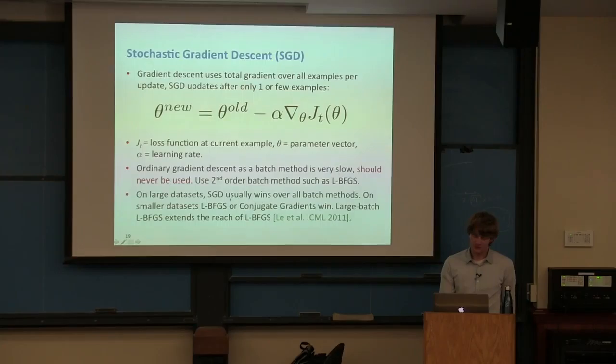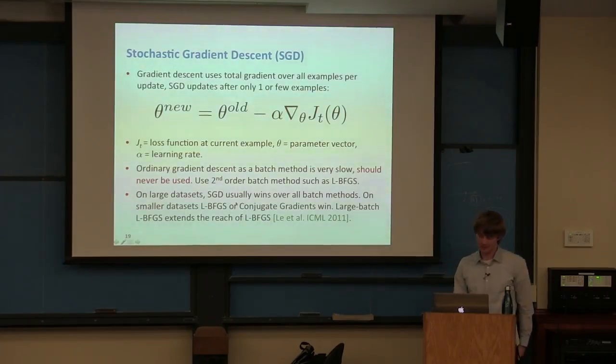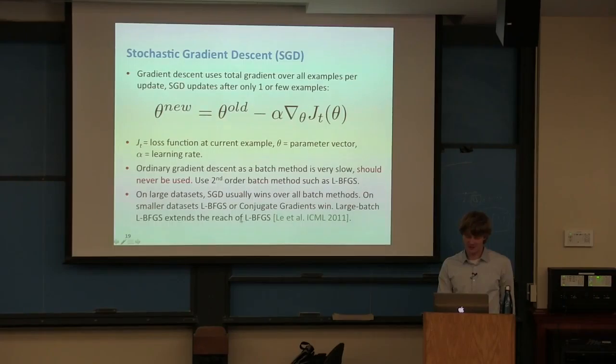Don't worry if you don't really know LBFGS and conjugate gradients. If you took convex optimization, then you have a little bit better idea here. Basically, for really large data sets, SGD, or what we'll talk about in the next slide, mini-batch SGD, usually wins over all the other batch methods. For smaller data sets, we can use the limited memory version of BFGS and conjugate gradient.